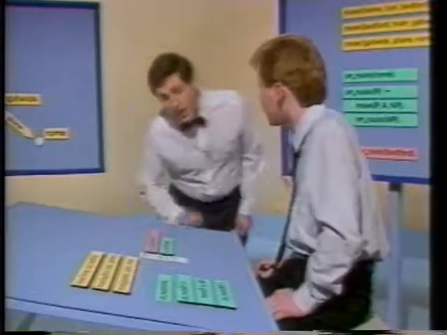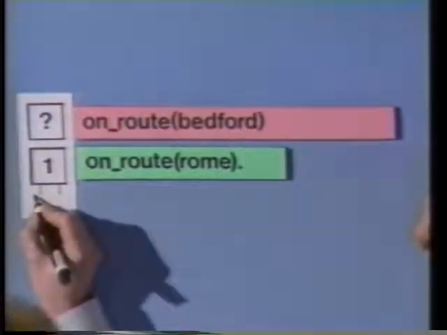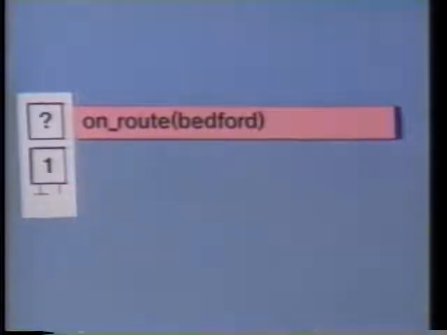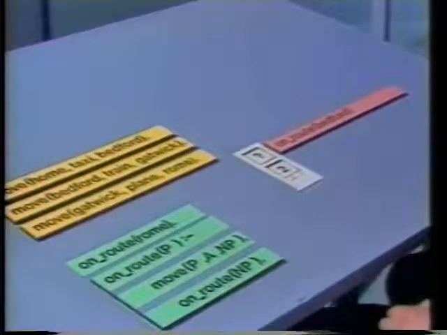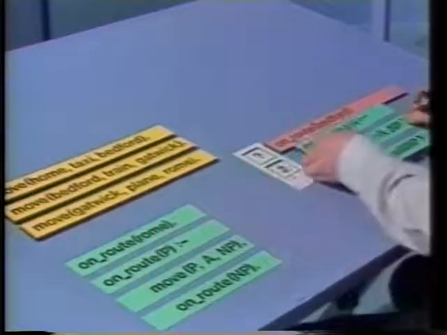No, it doesn't match. Rome doesn't match Bedford. So dead end the first clause branch and discard the clause. So now increment the clause counter again. Go over to the database and take a copy of the second en route clause and bring it over.